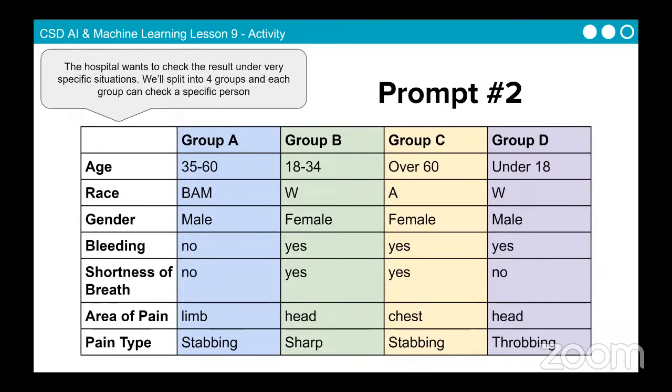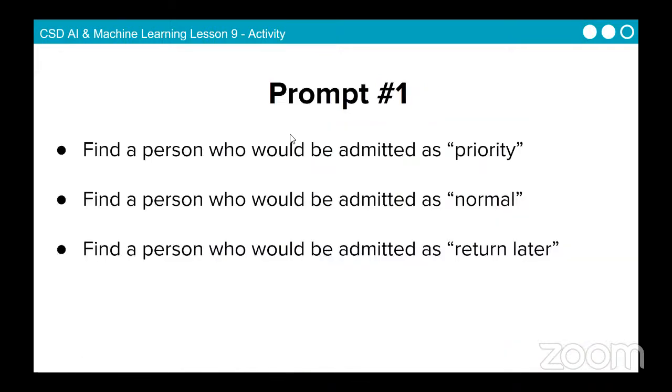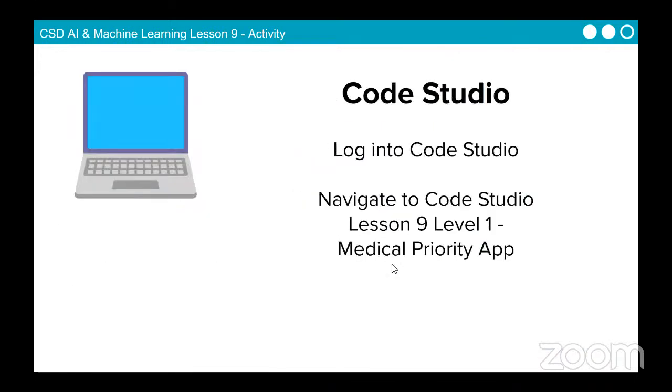Mr. Deji, where would I find the application? In your team, they're going to show you. I think the guys know where the application is. So that is lesson 9, level 1, the medical priority app when you log into Code Studio. We've got half an hour to go through this and we'll come back. All right, thank you.